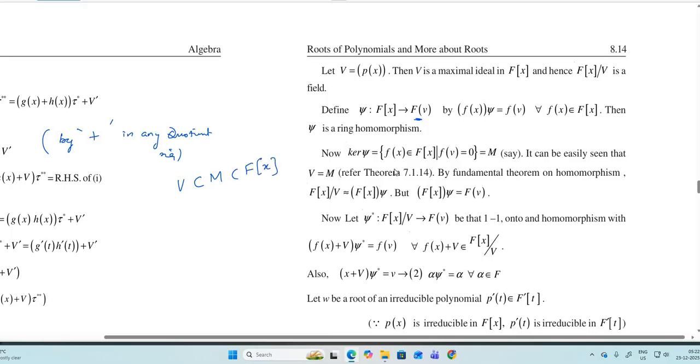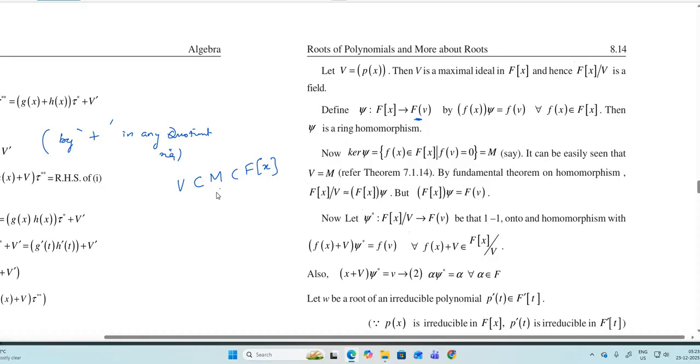All this explanation we already gave when we proved that a is algebraic if and only if F(a) is a finite extension. But again we'll just see how first V is contained in M. V is generated by P of x and P of v is 0. So all those polynomials which vanish at v should come under the kernel, because kernel is defined in that way. So V is contained in M, and M being an ideal in F[x], we have this relation.